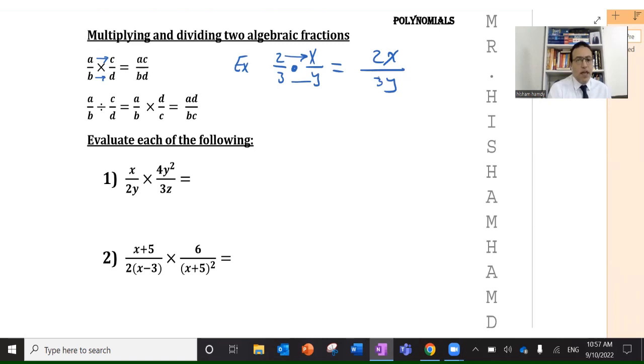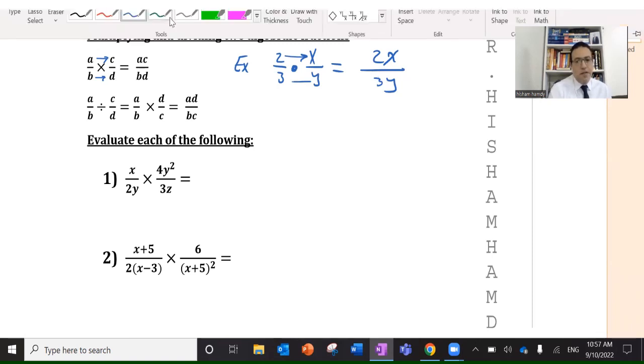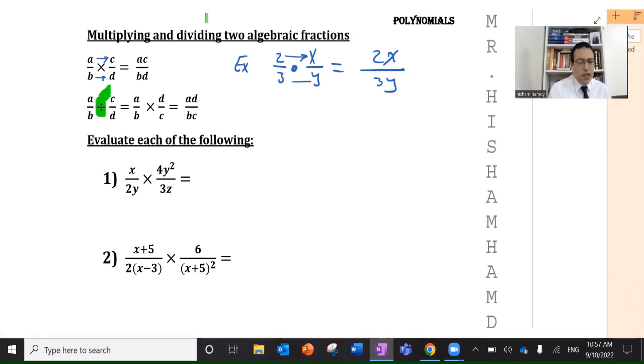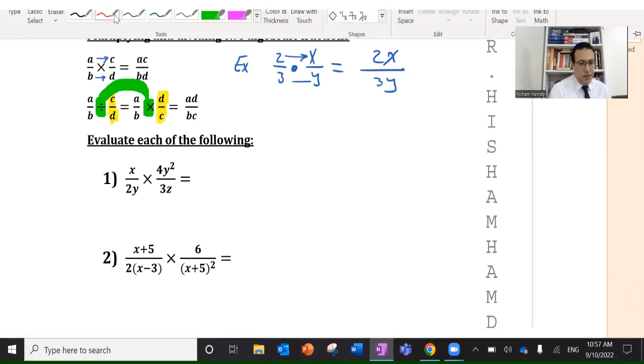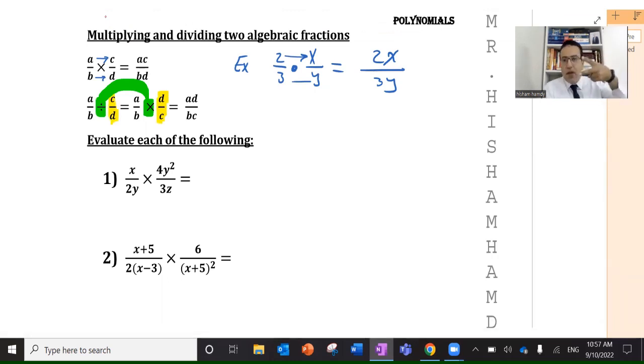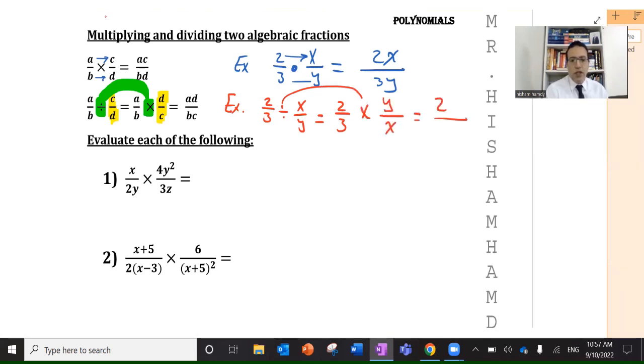The second one, if you have division, we don't have division in fractions. We change the division into multiplication, but we find the reciprocal of the second term. If it's c over d, we flip it to d over c. For example, 2 over 3 divided by x over y. I'm going to keep the 2 over 3, change the division into multiplication, flip the fraction, so it's y over x. So it's 2y divided by 3x.